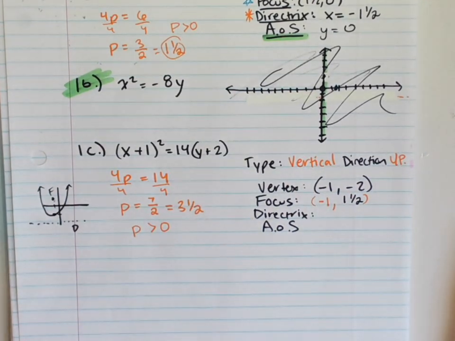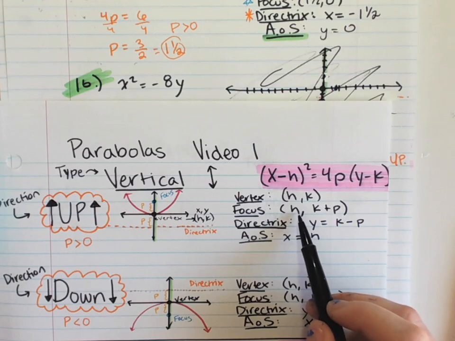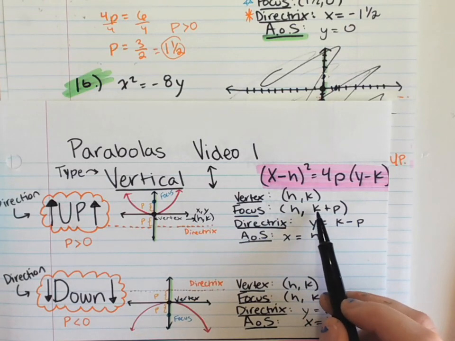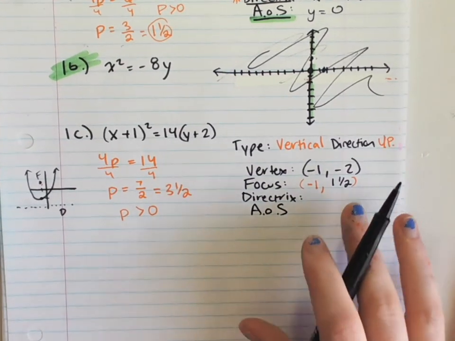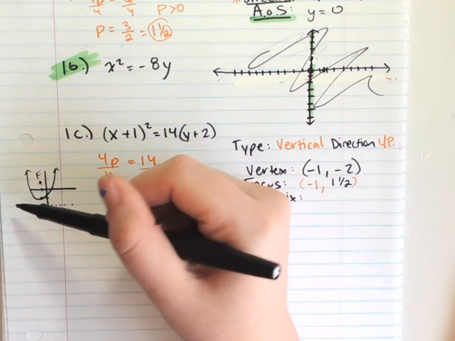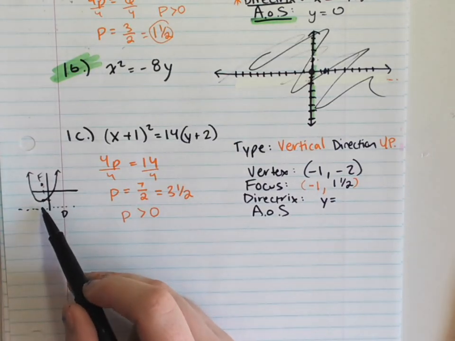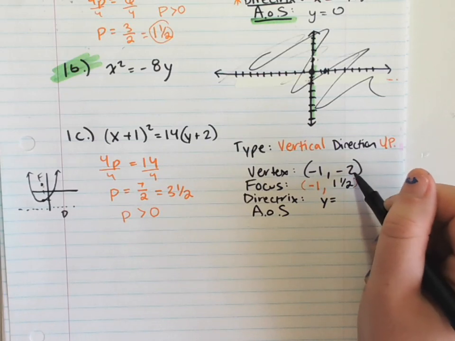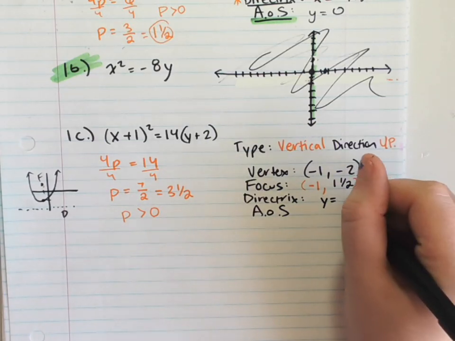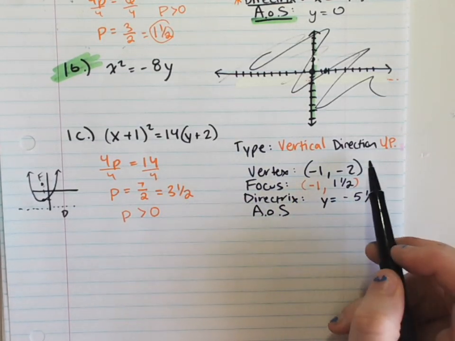So the reason why I'm doing this so quickly is because if you look at our notes, vertical faces up, it's going to keep the same h, but it's going to add a value of p to whatever k was. Okay. Directrix, it's going to go horizontally, so it's going to be y equals p units below the vertex. So I'm going to minus 3.5 and get negative 5.5. So I subtracted the 3.5 from the negative 2.